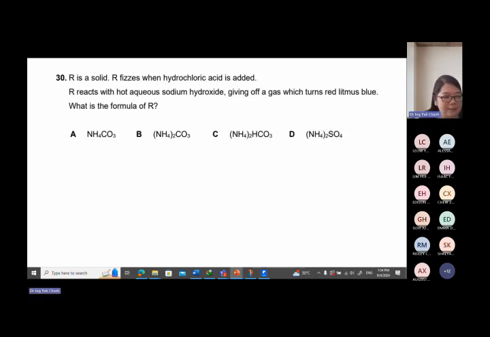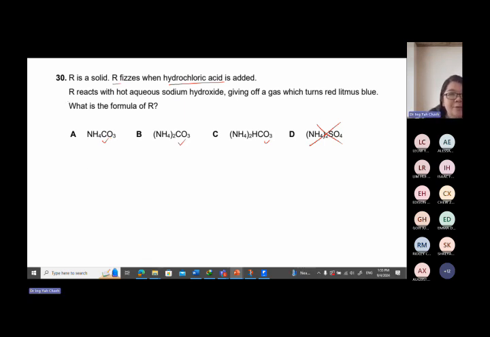For question 30, a compound R, it is a solid. All these are solid, so I cannot rule out any answer because of the first line. Second sentence, R fizzes when hydrochloric acid is added. You add acid to a solid, then you see fizzing, effervescence, right? It is a carbonate. So rule out this one. Sulfate will not give fizzing, no effervescence between sulfate and acid. So all this has carbonate. Okay, good. So R is A, B, or C.